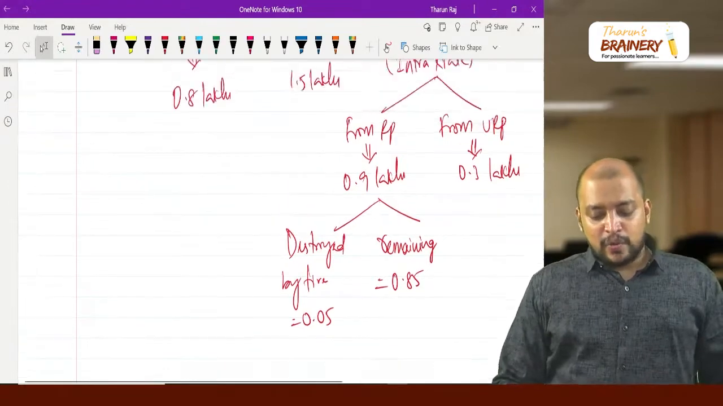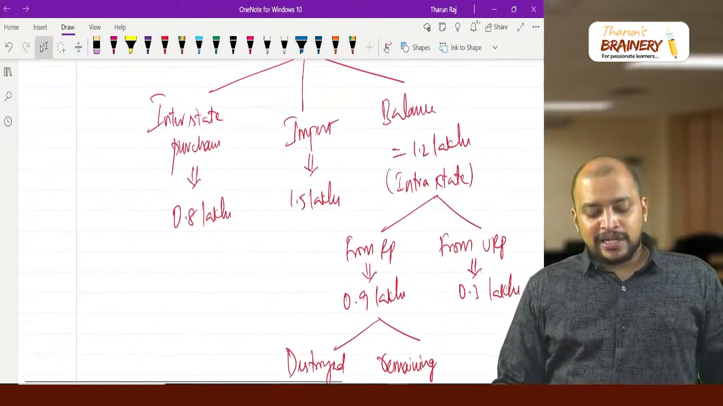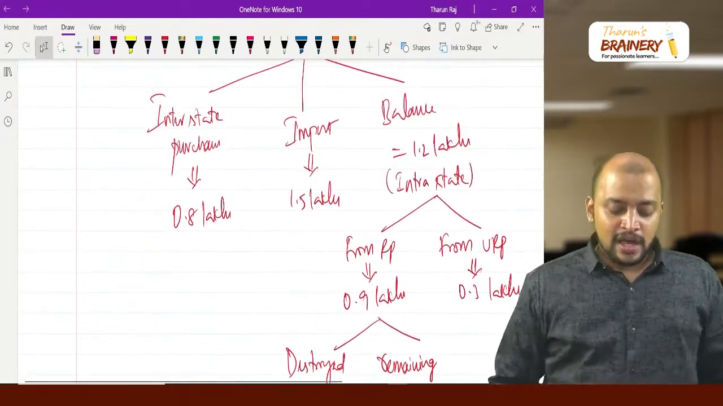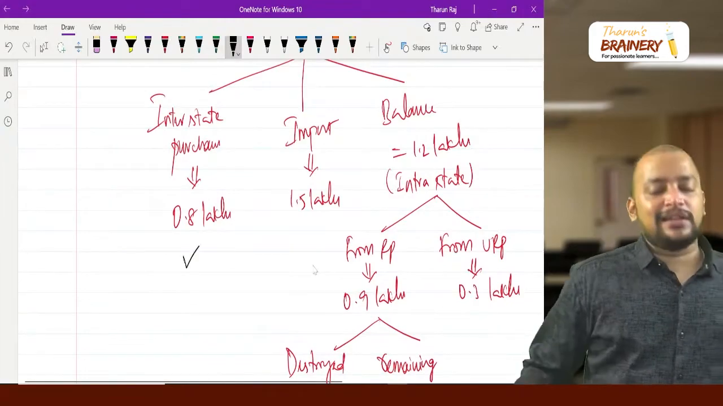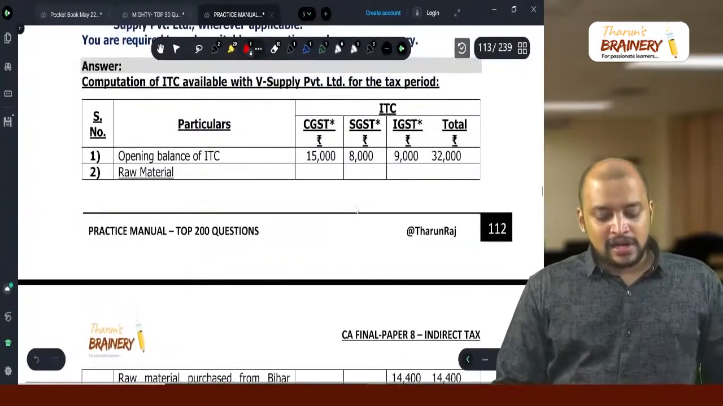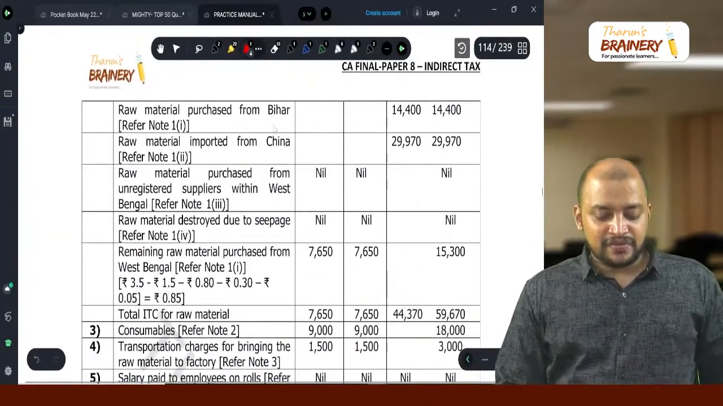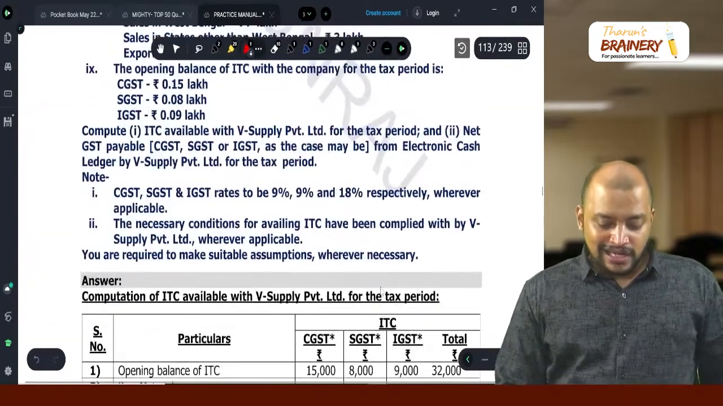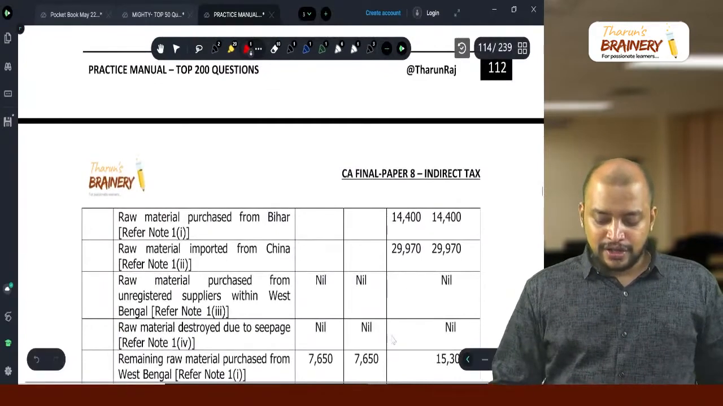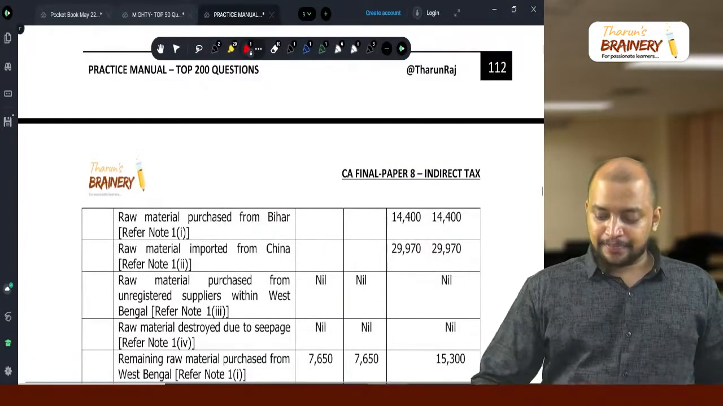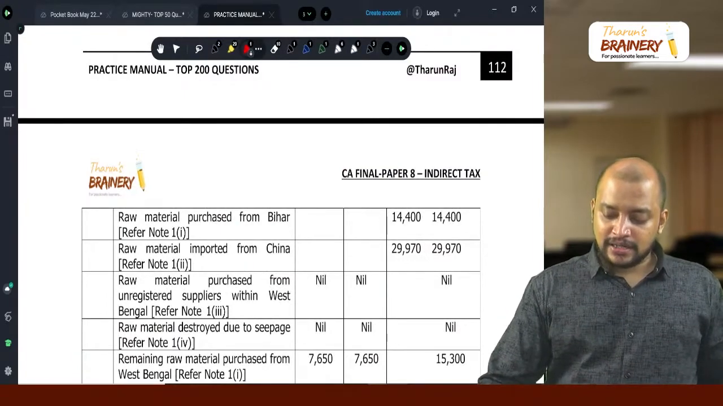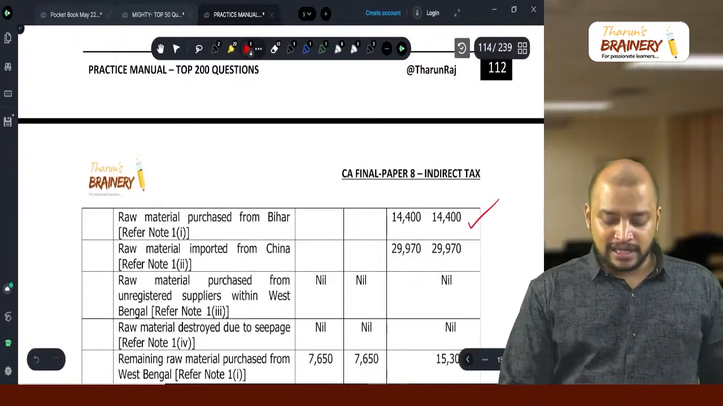Now, in this background, what we need to understand is the interstate purchase, import, balance from registered person, from unregistered person, all these things. On this 0.8 lakhs, whatever GST is paid can be taken as credit. So IGST paid can be taken as credit. On the raw material, the first one purchased from Bihar, what is the rate of GST? 9%, 9%, 18% respectively. So the first one is 0.8 lakhs into 18%, that is 14,400. That is the first one.